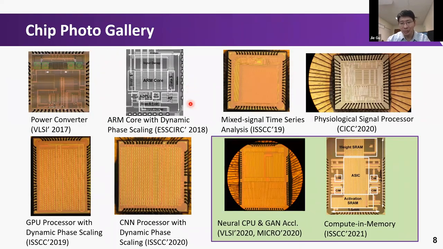We are a chip group, so we do several tape-outs every year. Over the years, we have built a lot of different techniques in our group. In today's talk, I'm going to focus on the bottom two, which are the most recent work from our group. We designed a very special architecture we call neural CPU. This just got published in MICRO 2020, which was 2 months ago. And then I'm going to talk about the computing memory design, which just got accepted into ICC, so we're going to present it at next month's ICC conference.